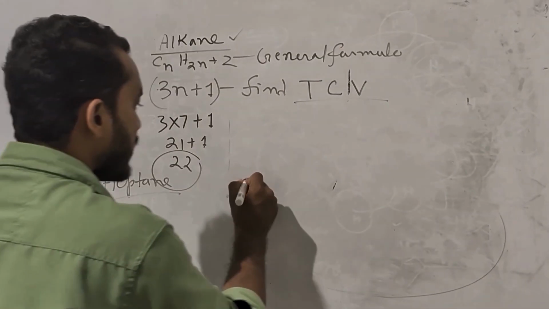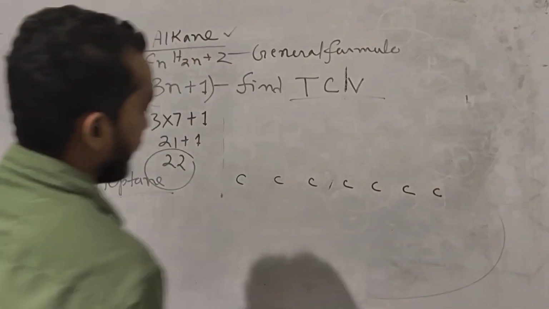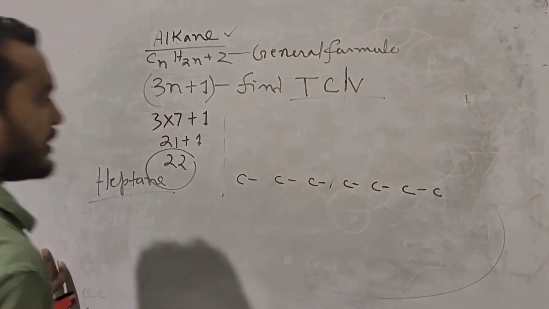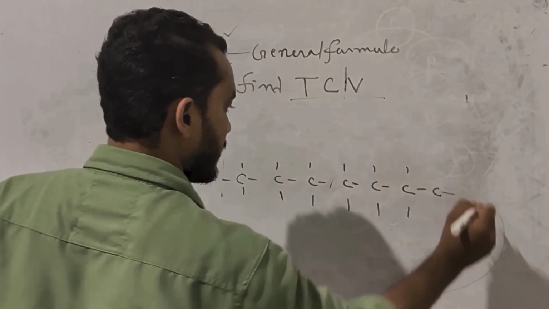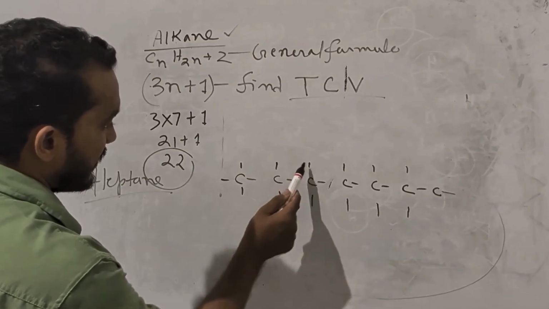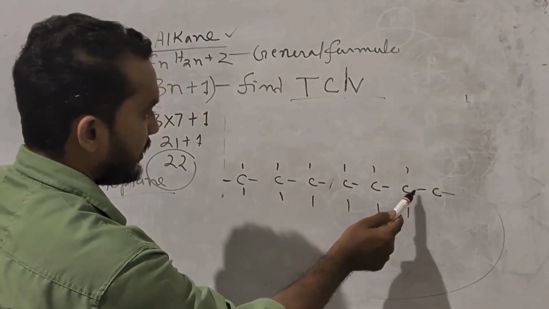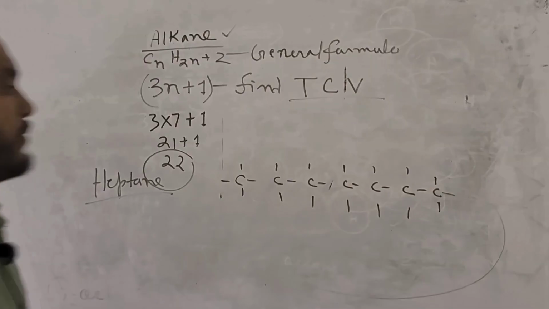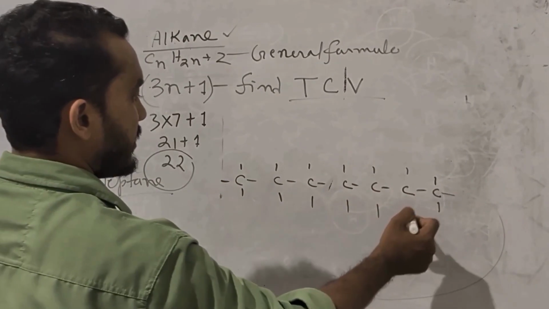You see heptane, 7 carbons: 1 2 3 4 5 6 7. Since it is an alkane, obviously there is only single bonds, no double bond. Here one bond, here one, like that. Now you count the total number of bonds: 1 2 3 4 5 6 7 8 9 10 11 12 13 14 15 16 17 18 19 20, here one 21 and 22. You count again, 1 through 22.